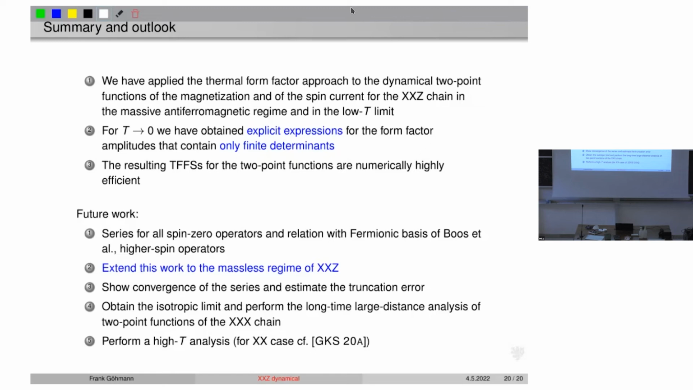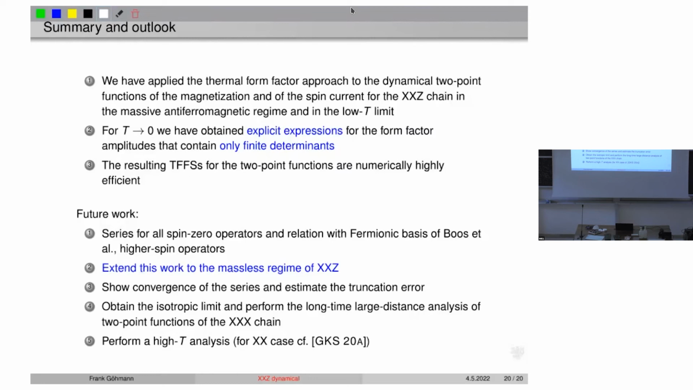Yeah, and I would be curious how it looks. A thing which we are working on with a lot of effort, with a PhD student of mine and with Carol, is to extend this to the massless regime of XXZ. I can comment on this if you are interested. And then we have a series which is rather conventional, a series of multiple integrals.